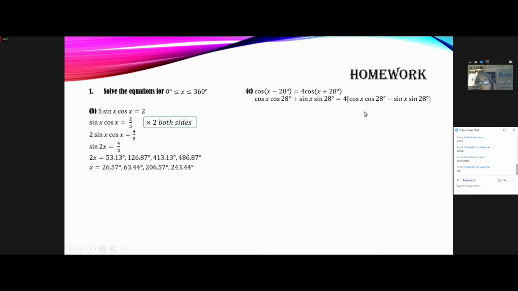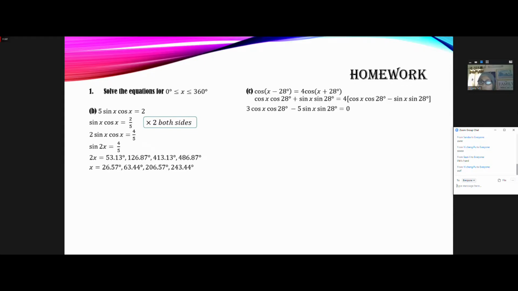Then I expand the 4, expand inside times inside, and arrange it. This one is 4 cos x cos 28, so minus this cos x cos 28 becomes 3 cos x cos 28. This one negative 4 sin x sin 28 minus sin x sin 28 becomes minus 5 sin x sin 28. Is it clear?